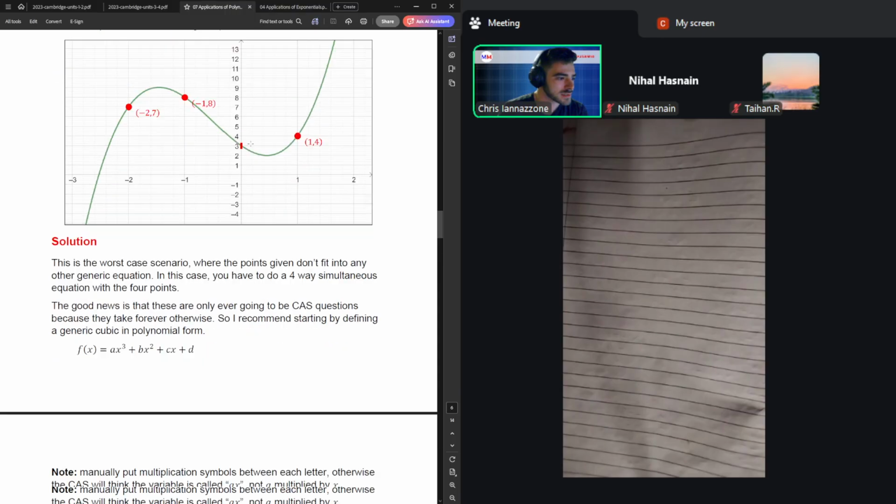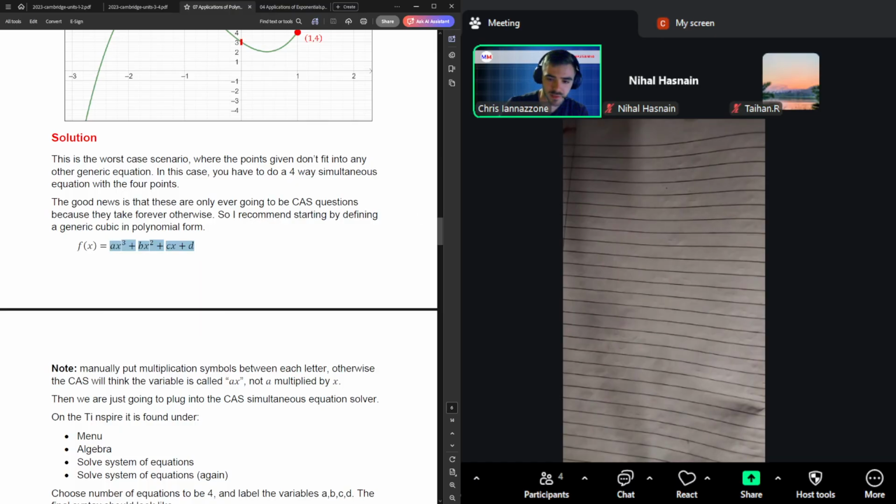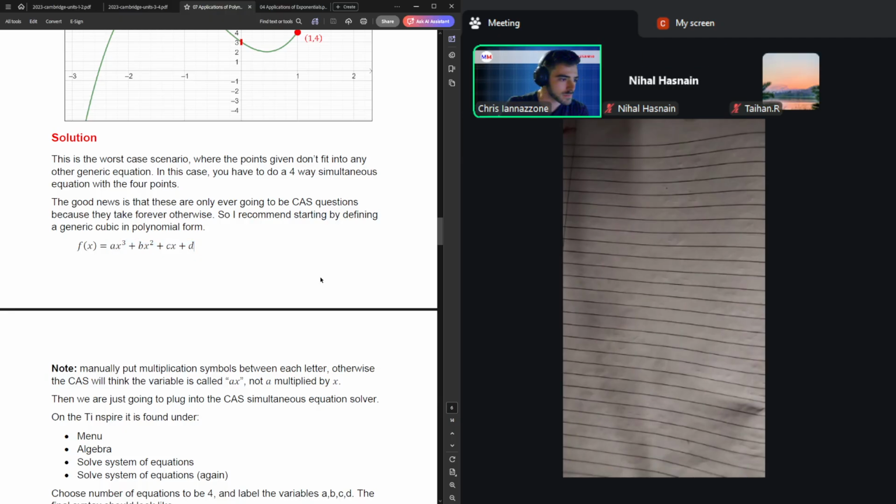The basic idea is that the number of unknowns you have is the same as the number of equations you should have. That's not necessarily always the case, but yeah.